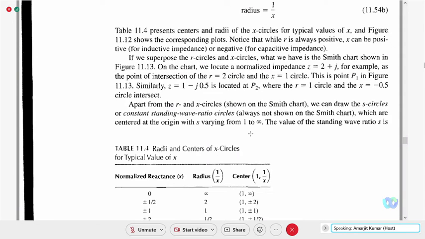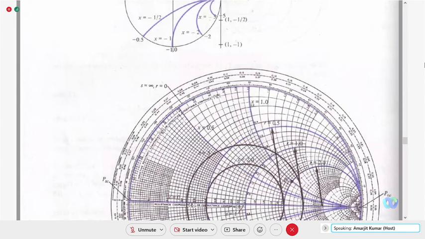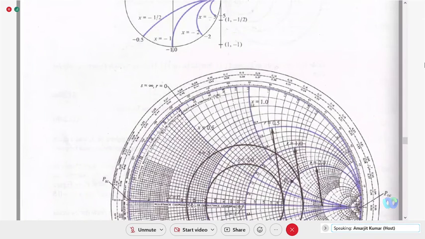So similarly, you can locate any normalized impedances on the Smith chart. Constant standing wave ratio: the value of the standing wave ratio will vary from 1, including 1, to infinity. So S is equal to 1 circle, S is equal to 2 circle, S is equal to 3 circle, and so on.